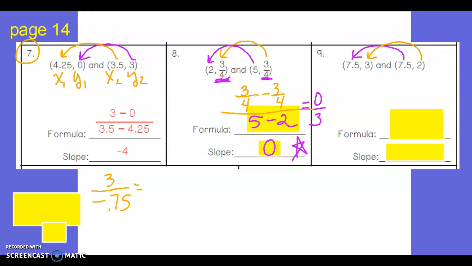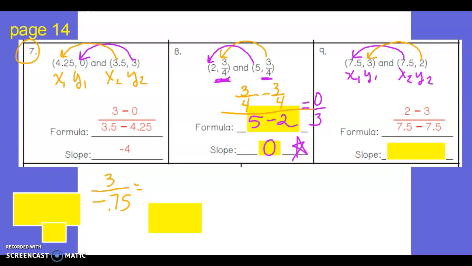Now let's look at problem number 9. So problem number 9, I've labeled and I've drawn my arrows. And now I apply my formula, y2 minus y1 over x2 minus x1. That gives me 2 minus 3 over 7.5 minus 7.5. Now, 2 minus 3 is a negative 1, and then 7.5 minus 7.5 is 0. If you put that in your calculator, what does it give you? If you said error, then you are right.